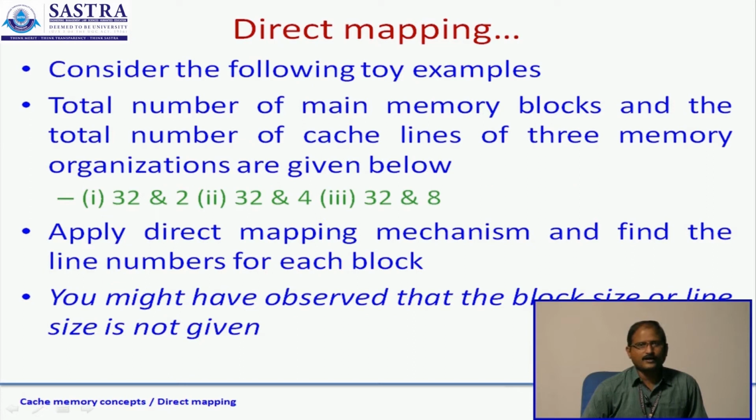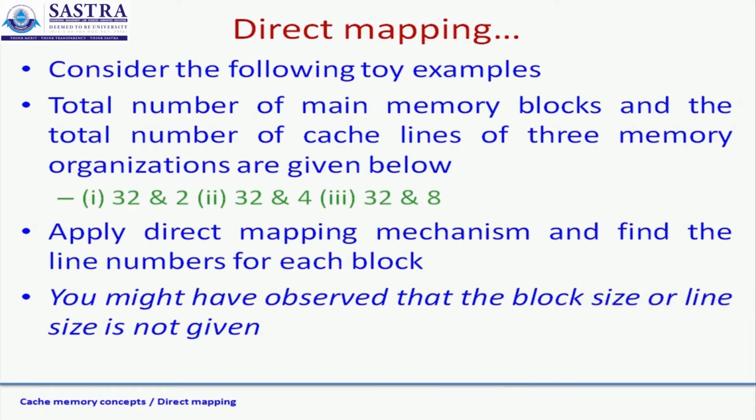Consider the following toy examples. These are not real examples. To convey the concept, I take very simple toy examples. The total number of main memory blocks and the total number of cache lines of three memory organizations are given below. In the first organization, the main memory size is 32 and the number of cache lines in the cache is 2. In scenario 2, same main memory blocks, the cache lines are 4. In the third one, the number of blocks in main memory is the same, 32, and the cache lines are increased to 8.